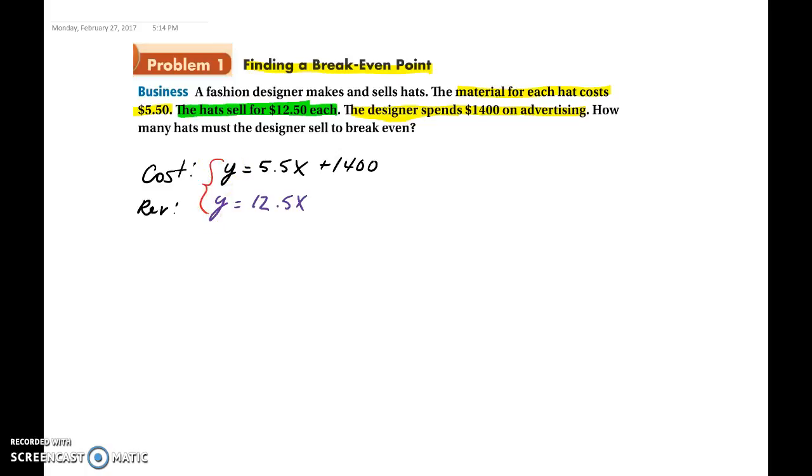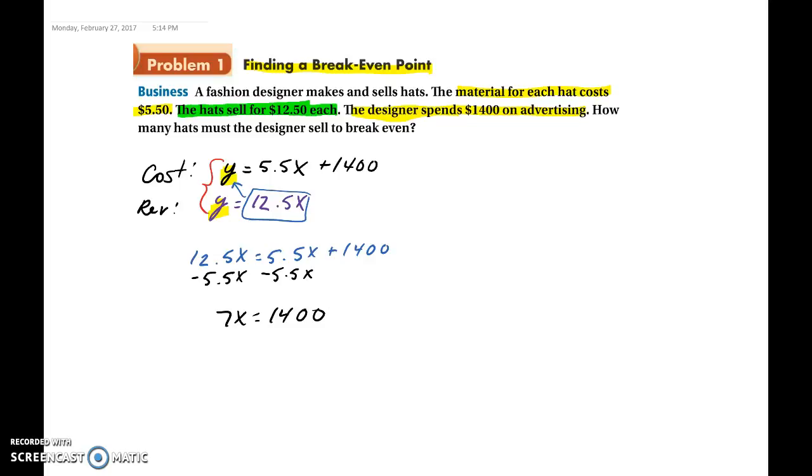So it's already set up for us to use substitution since both of these are equal to y. So that means I can substitute this 12.5x in for my other y. So I get 12.5x is equal to 5.5x plus 1,400. I'll then subtract 5.5x from each side. So it's 7x is then equal to 1,400. So now we would divide each side by 7, and x is then equal to 200.